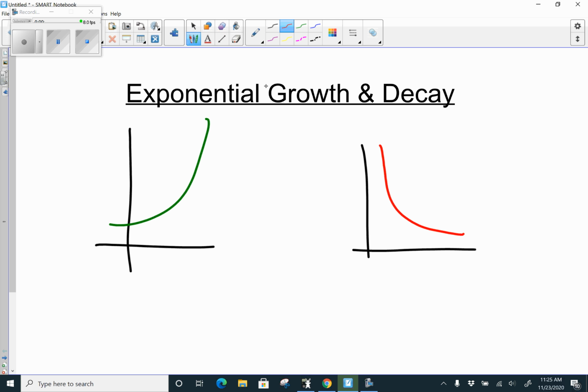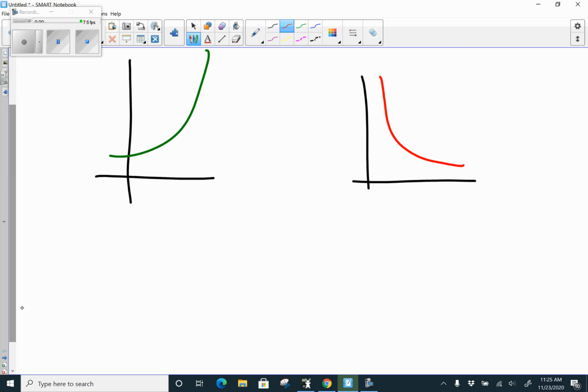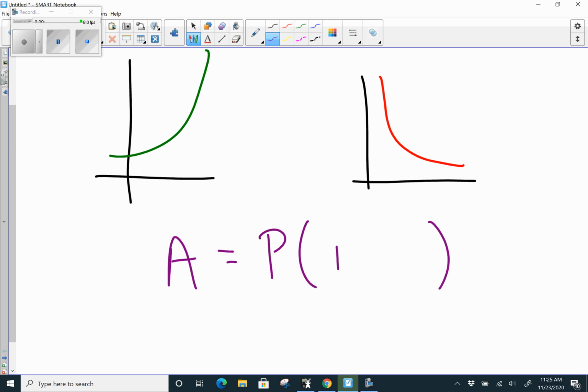So yeah, the formula for exponential growth and decay happens to be very similar. This is like how much you get, right? Is equal to P parentheses 1 plus or minus R to the T power. So I'll talk about each of these, okay?